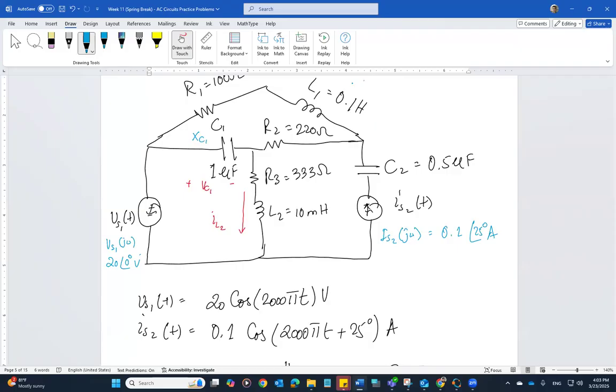That's going to be XL1. And this is going to be XL2. And this is going to be XC2. So we will convert all the capacitors and inductors into their respective reactance values.